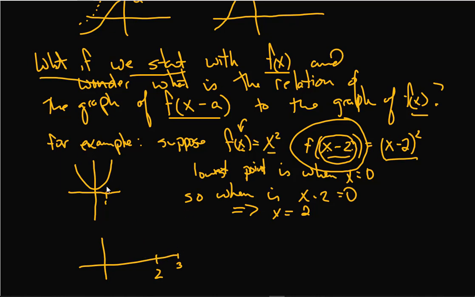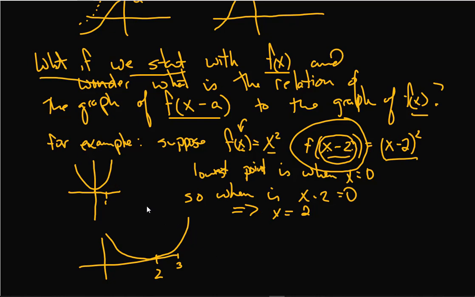So in other words, when x is 0 here, we get the lowest point. When x is 2 here, we get the lowest point, and then it behaves exactly like this to the right and the left. So in other words, it looks like this and like that. Well, I didn't draw them, but these are supposed to be sort of the same.